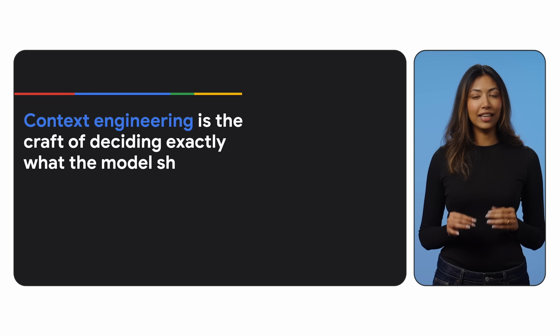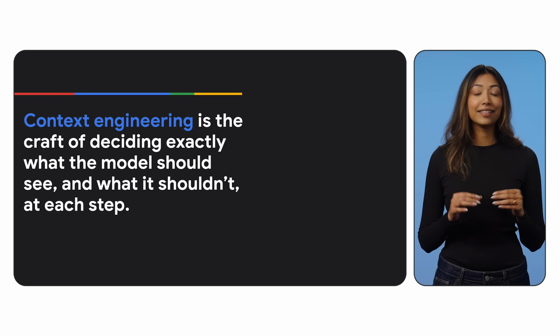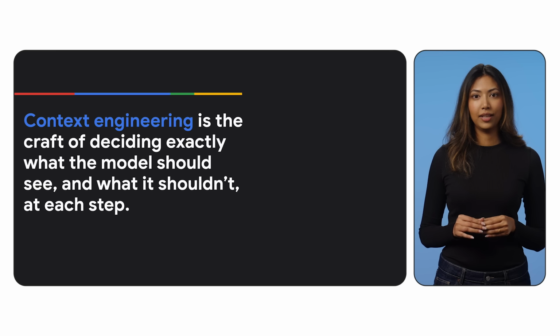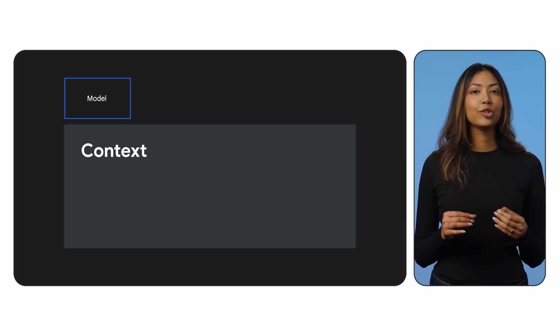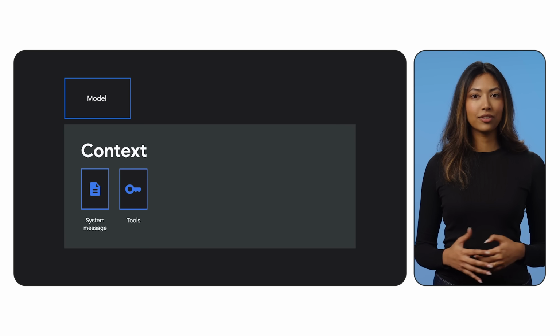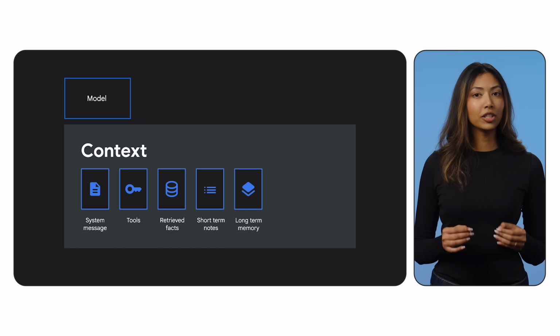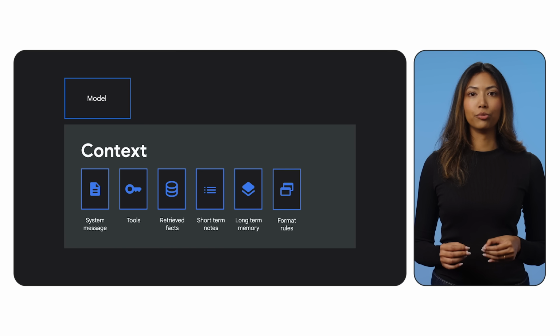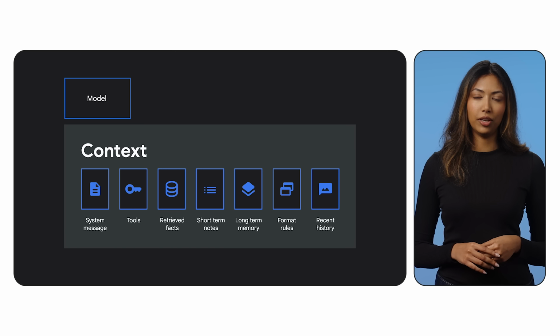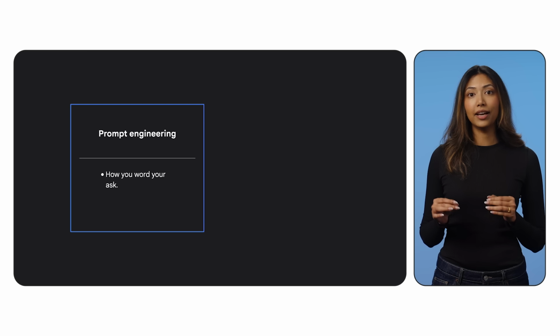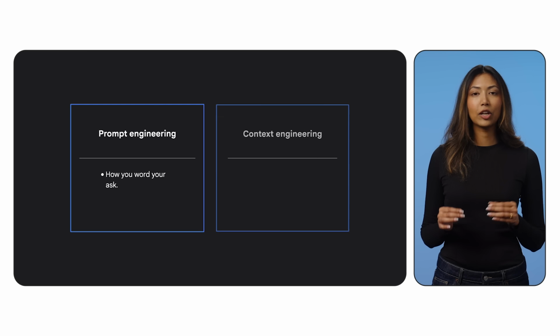Context engineering is the craft of deciding exactly what the model should see and what it shouldn't at each step. It includes your system message, tools, retrieved facts, short-term notes, long-term memories, format rules, and also recent history. If prompt engineering is how you word the ask, then context engineering is everything you feed the model so it can actually do the job.